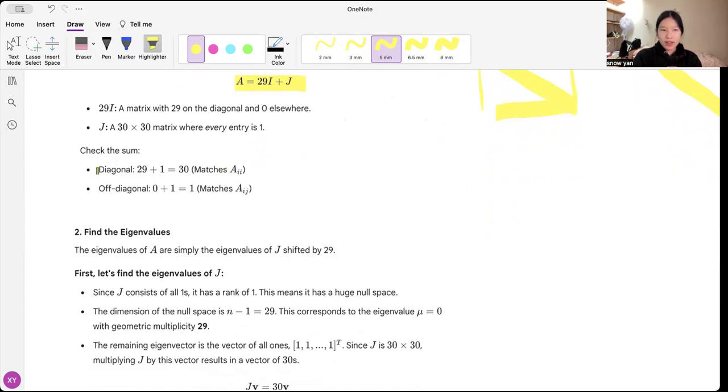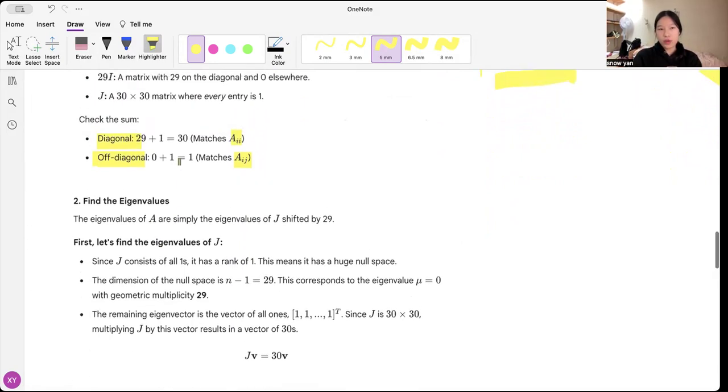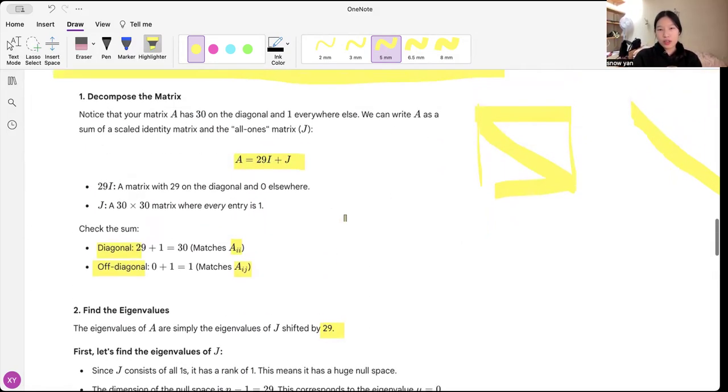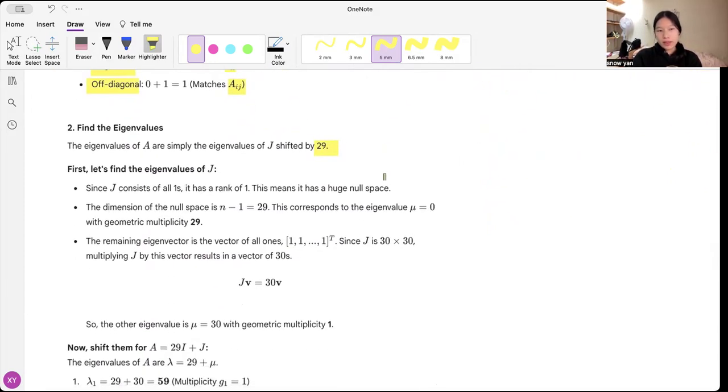And then we have the diagonal and off diagonal, which I just explained. So it matches the A_ii and A_ij given in the problem. So the next step is looking at the eigenvalues. Basically, the eigenvalues of A are simply the eigenvalues of J shifted by 29, because we were just changing it with the I matrix. And then since J consists of all ones, it has a rank of 1.